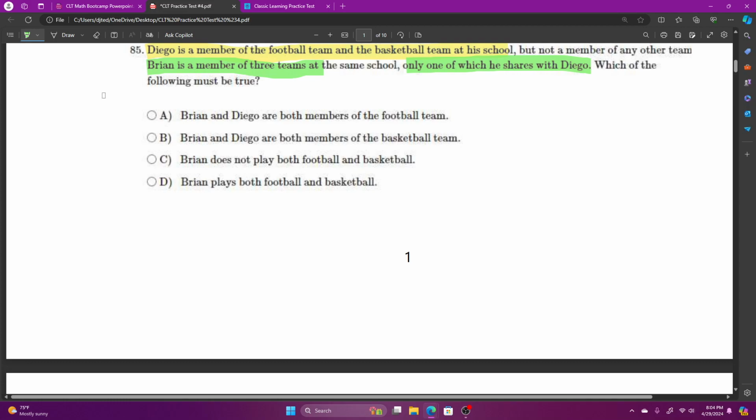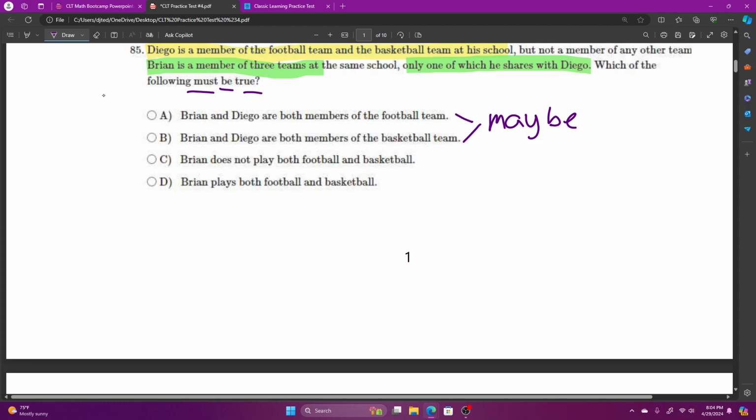So must it be true that Brian and Diego are both members of the football team, or Brian and Diego are both members of the basketball team? These two answers would be equally accurate, and they both may be true, but not must be true. One of them is true, but we don't know from what we've been given which one is true.